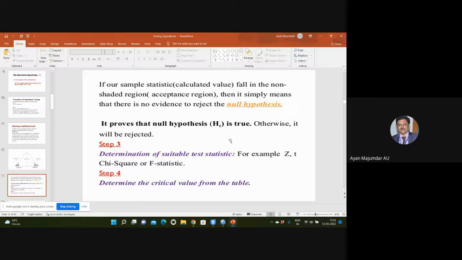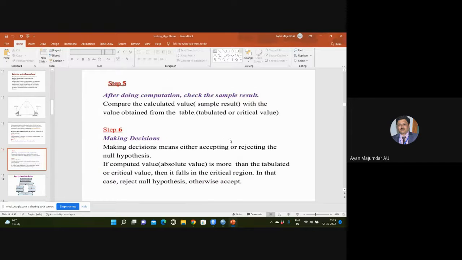determine the test statistics. The test statistics, depending on the size and nature of data, we will develop the test statistics, which we will see later on. It might be a t-test, it might be a z-test, it might be an f-test, it might be a chi-square test. Whatever the test we are doing, we will develop the suitable test statistics. Now, once the suitable test statistics is developed, we will determine the critical value from the table.